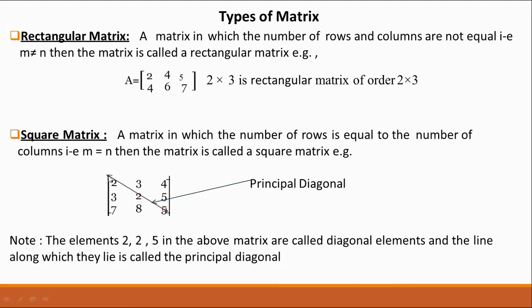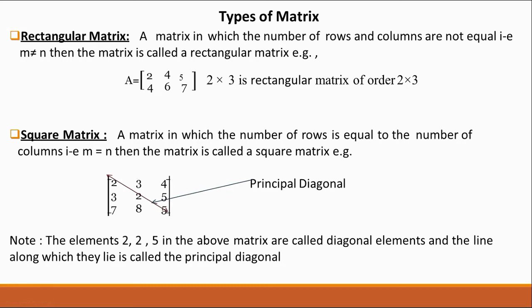In this matrix, there are 3 rows. First row, second row, and third row. First column, second column, and third column. So this is a square matrix because the number of rows and the number of columns are equal. So this is a square matrix.